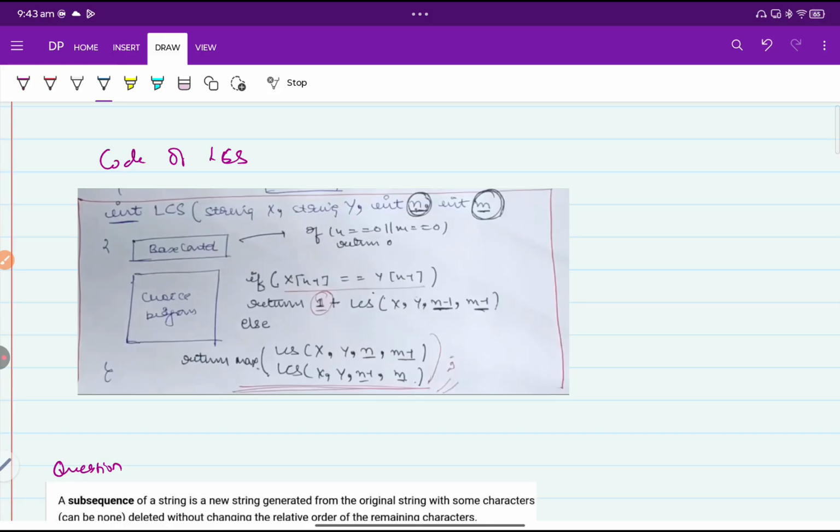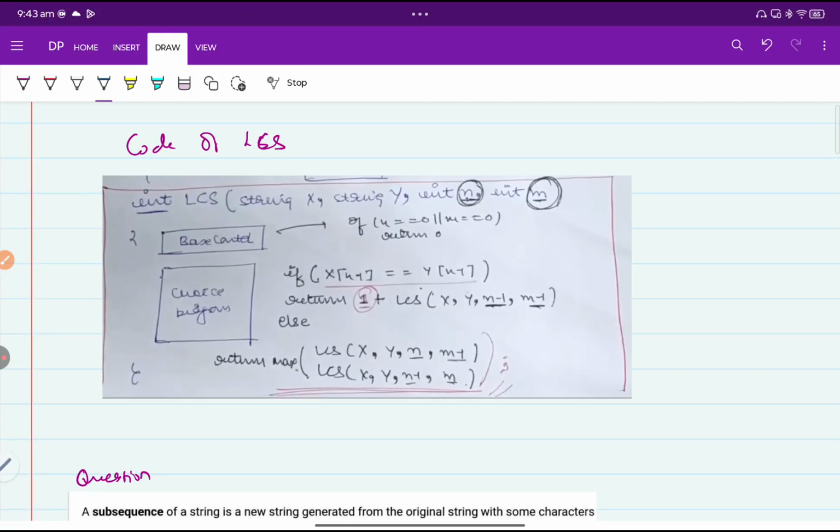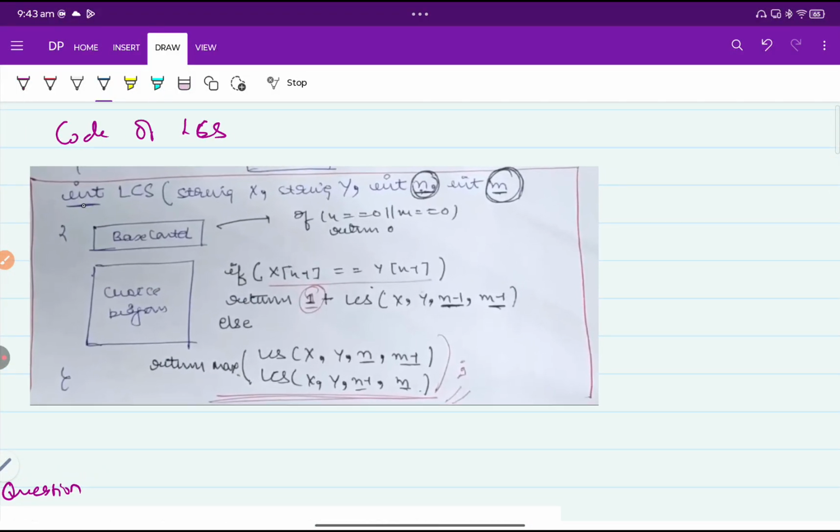According to this, I will write the recursive code. As discussed, the return type of this is an integer. Longest common subsequence has four parameters, as I had discussed: string x, string y, integer n for the length of x, and integer m for the length of y. Then we discussed the base condition. What is the base condition?